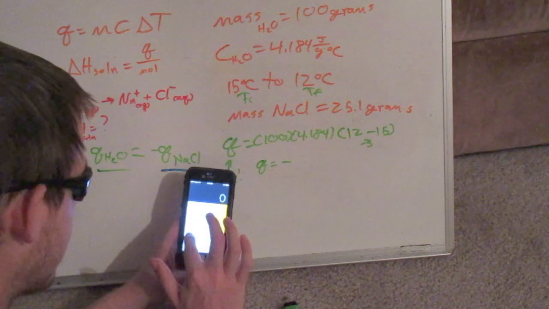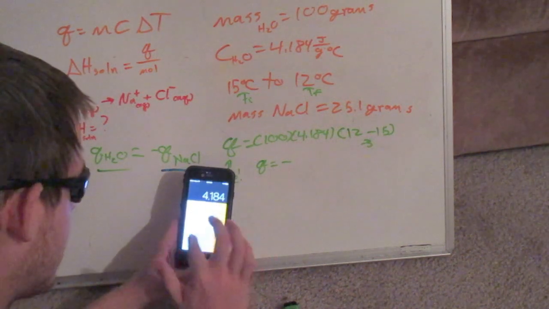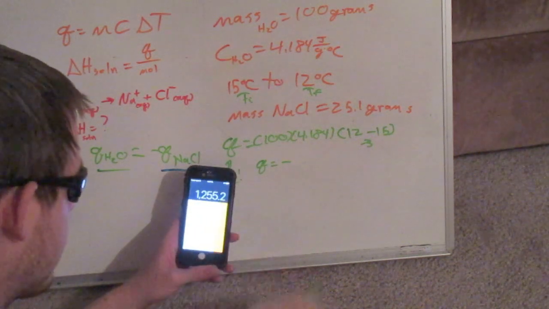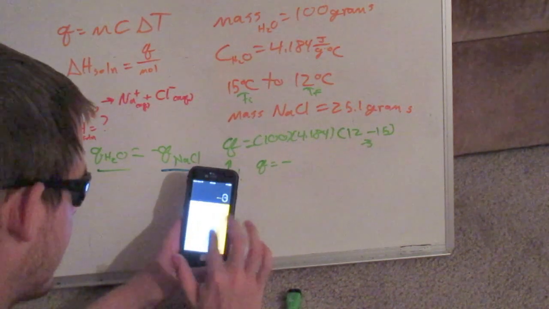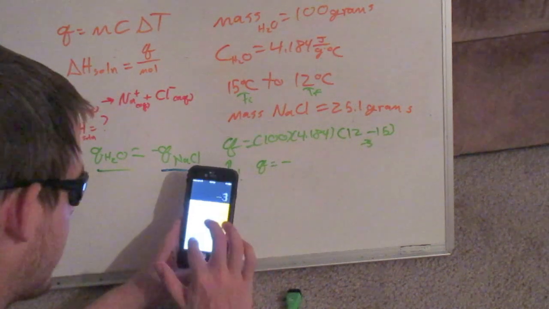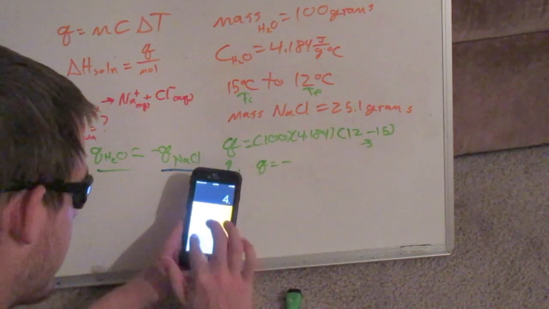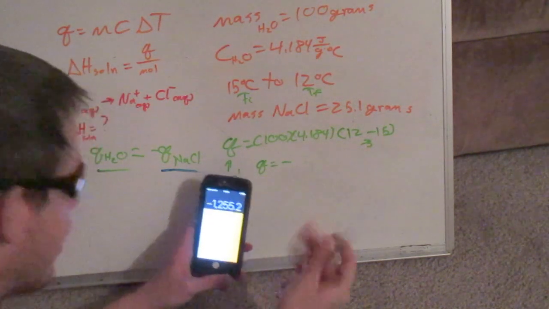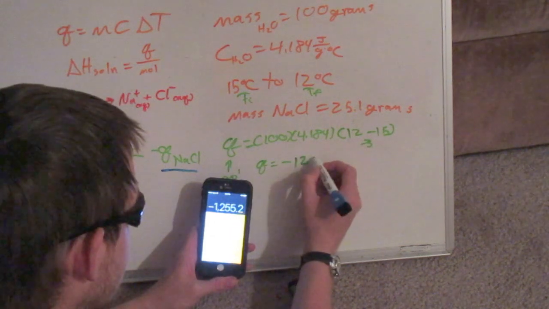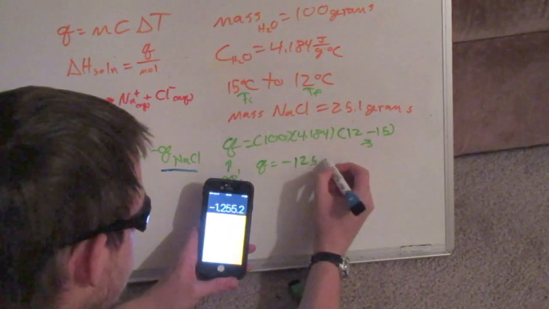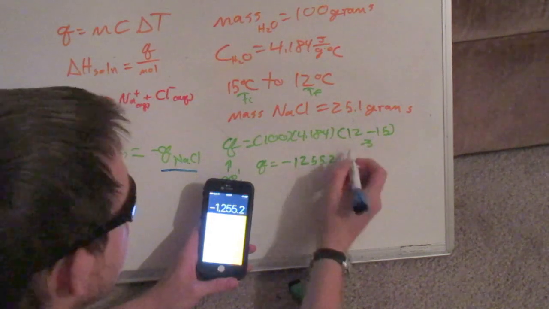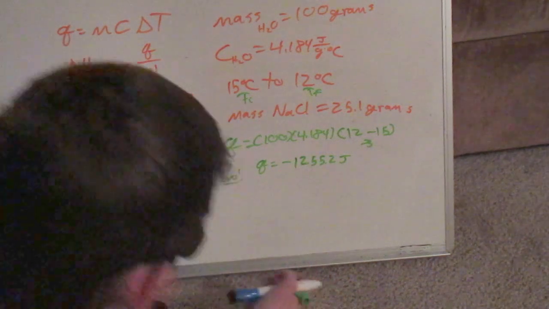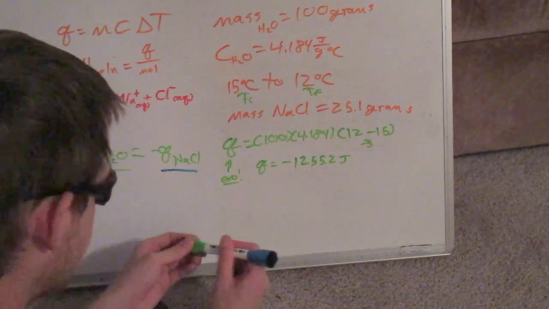I want to restart that. 4.184 times 100 times -3. Negative 3 times 100 times 4.184. I'm sorry, as you can tell, I'm not the best with using this phone calculator. -1,255.2, and in this case, because the unit is joules, this is in joules. Cool. Now, what this means, this is all for water.